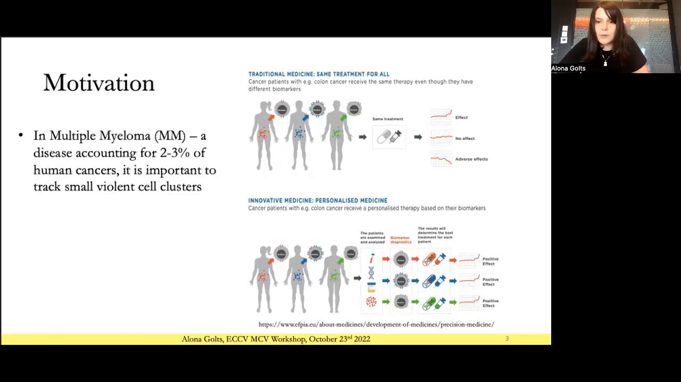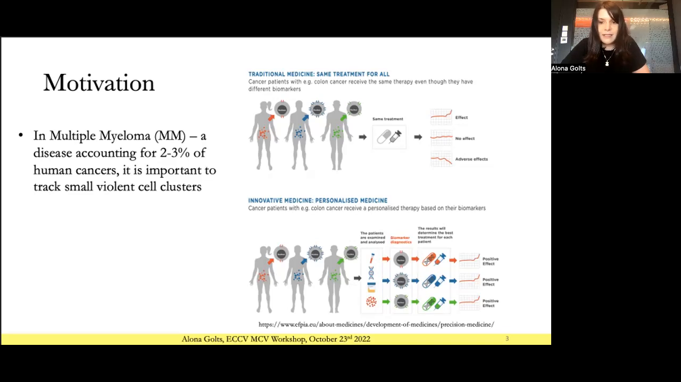In this work, we will concentrate on multiple myeloma, a disease of the immune plasma cells, which accounts for 2 to 3% of all human cancers. While multiple myeloma patients now enjoy longer remission periods thanks to proteasome inhibitors, the disease often returns with higher resistance to treatment.